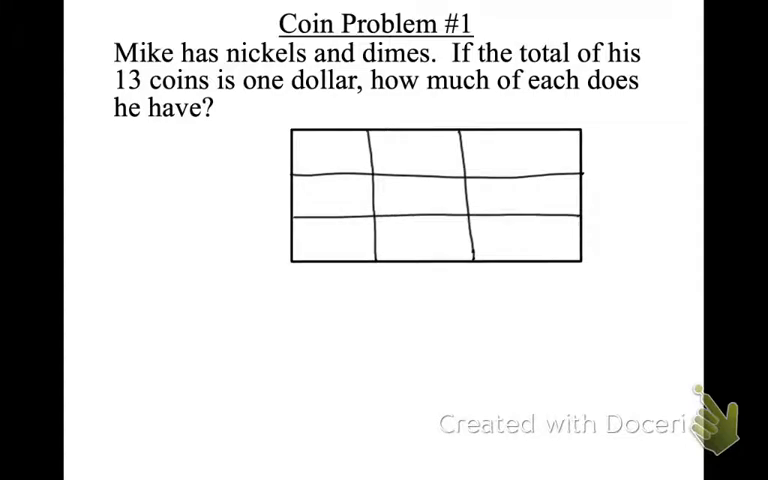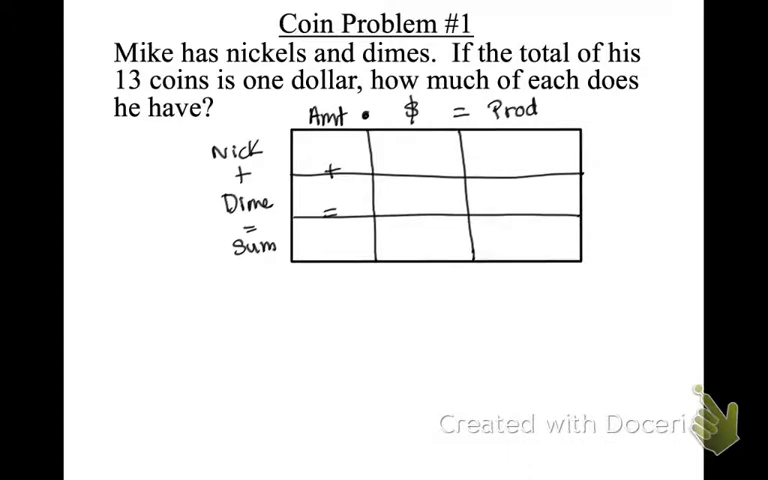Okay, so this is amount, nickels and dimes, it's quantity, amount times the units, which is money, is equal to a product. We are comparing nickels and dimes. I'm going to add to get a sum. Okay? Mike has nickels and dimes. If the total is 13 coins, of his 13 coins is $1, how much is each?